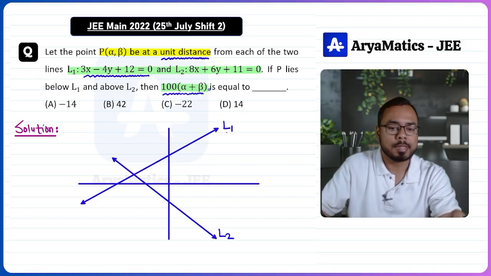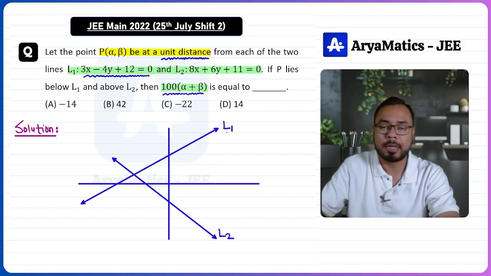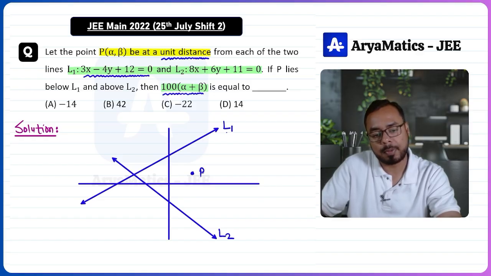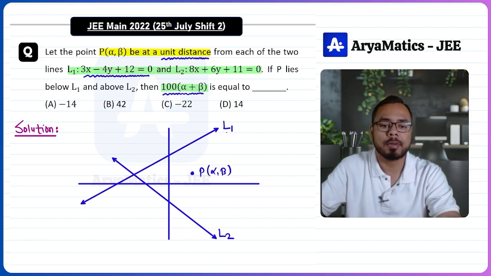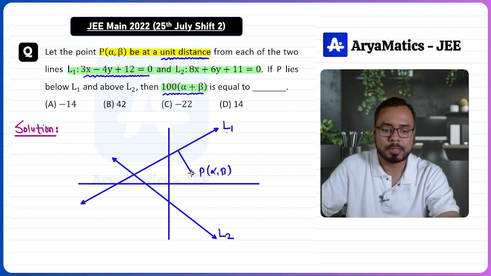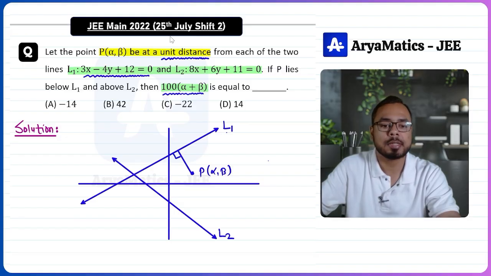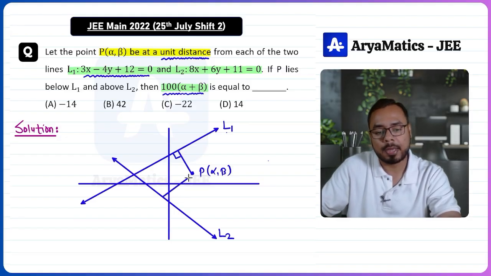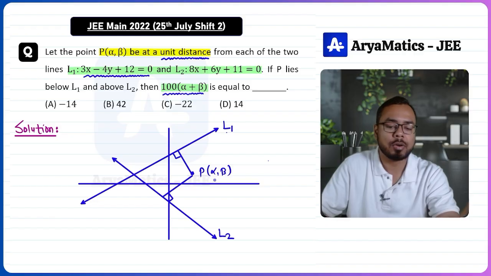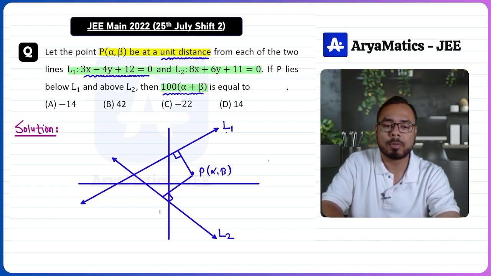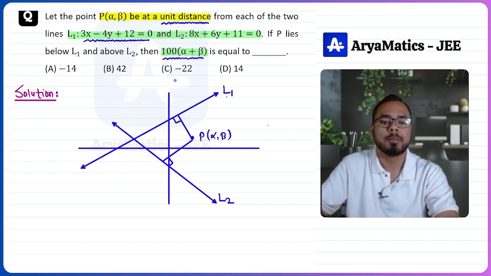Now it is given that point P is at unit distance from each one of the two lines, and it is below L1 and above L2. So point P is, let us say, somewhere here. Let us say this is point P (alpha, beta). Now the distance of point P from L1, that is 1 unit. This perpendicular distance of point P from line L1 is 1 unit. And similarly, the perpendicular distance of point P from the second line L2 is also 1 unit, right? So from those two pieces of information, we need to get the coordinates of point P. And once we have the coordinates of point P, then we need to calculate 100 times (alpha plus beta).